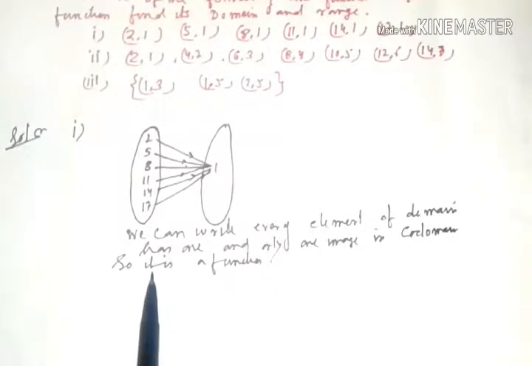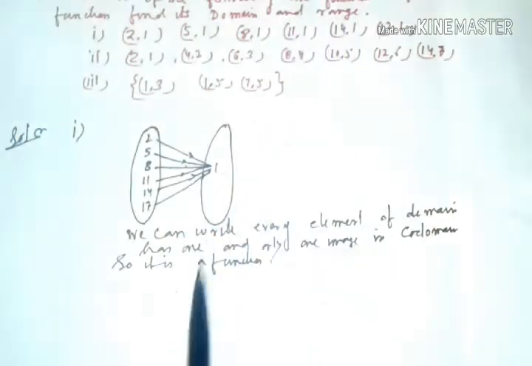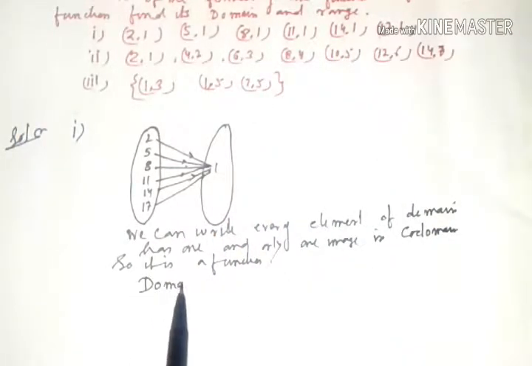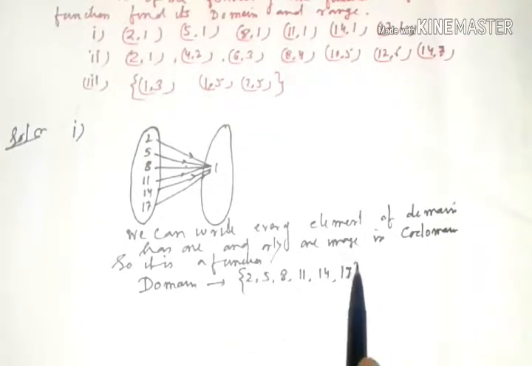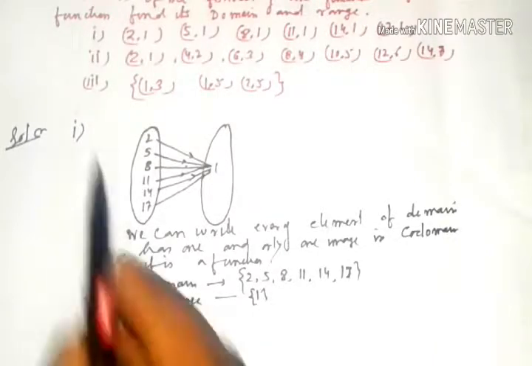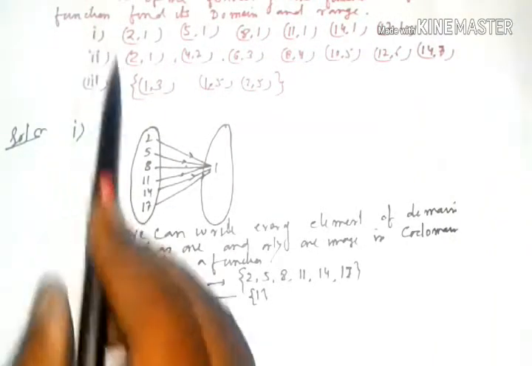Then what is the domain? Domain: 2, 5, 8, 11, 14, 17. Range: 1. This is the solution of problem number 1.